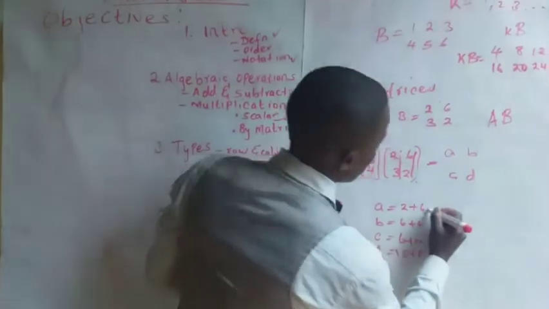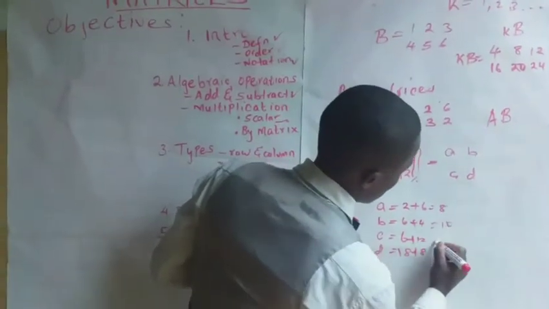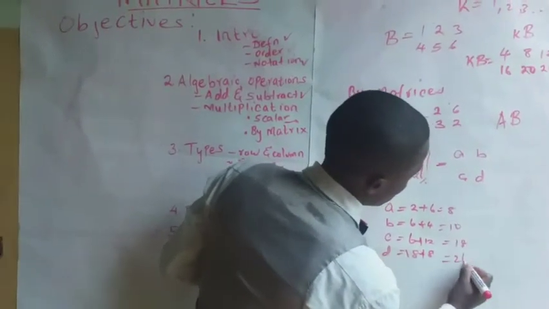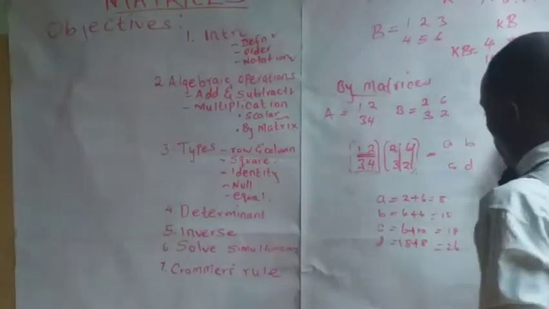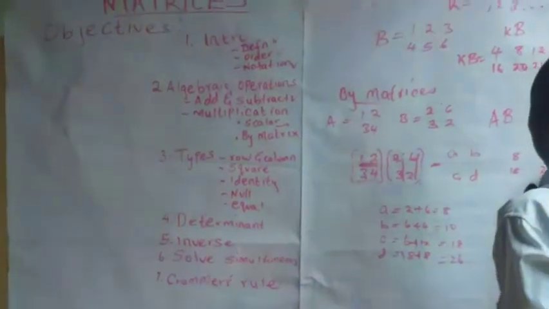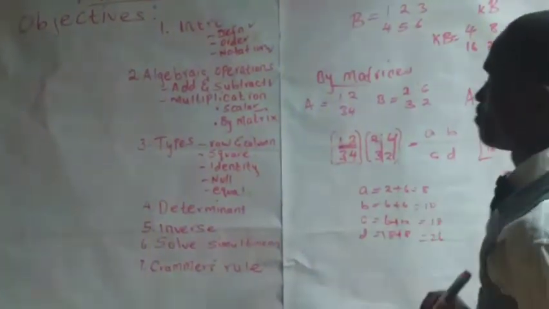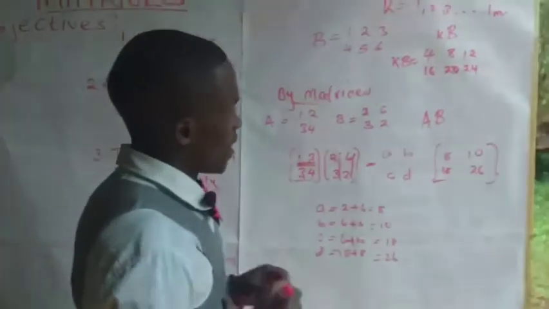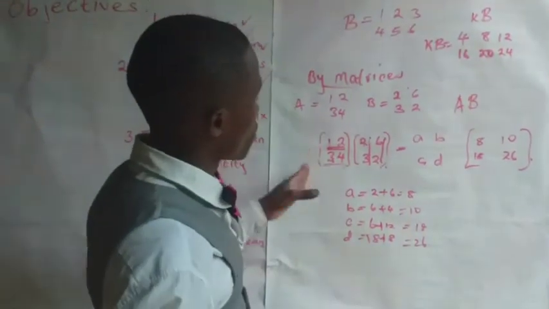Then I'll come and add this. I'll get 8, I'll get 10, I'll get 18, and I'll get 26. So my matrix will be 8, 10, 18, and 26. This will be my multiplied matrix. It's that simple. I hope you followed very closely.